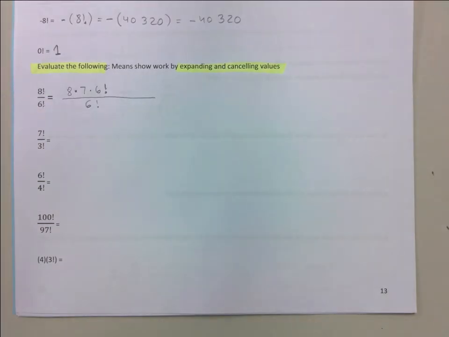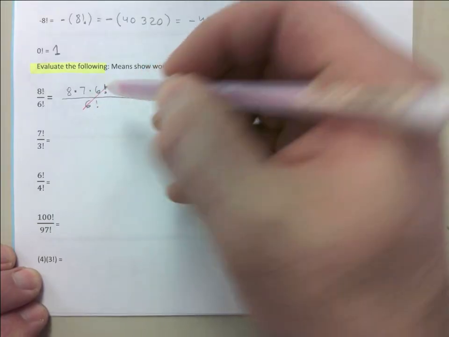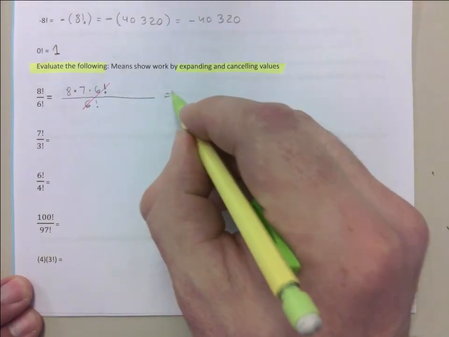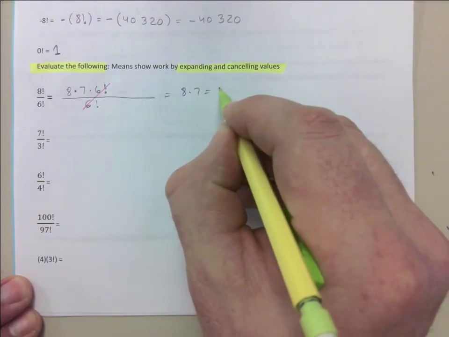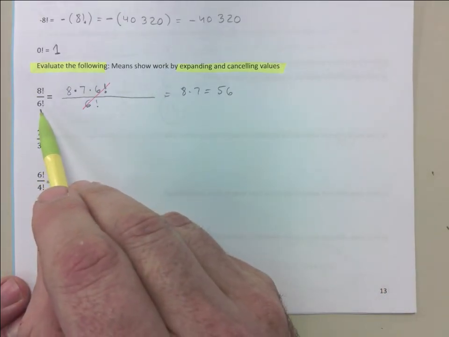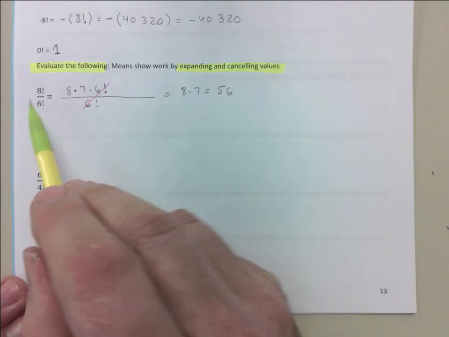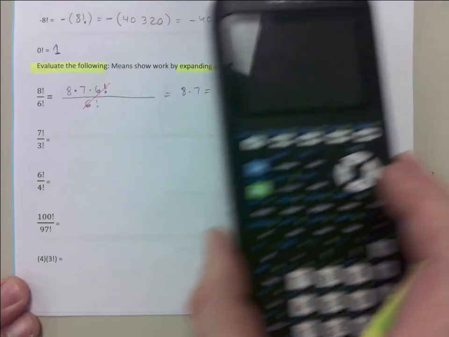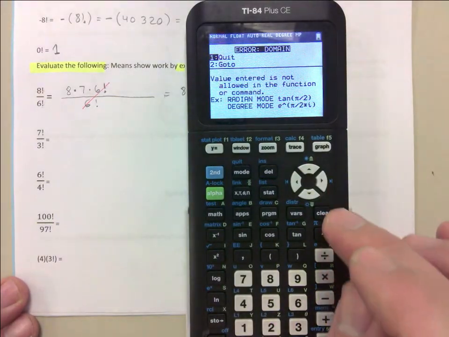And so I'm going to use my red pen for this. I can cancel them out. And so really, what is this? It's just 8 times 7, right? Which is 56. I will argue that this you could have probably figured out using your calculator. If you had gone 8 factorial divided by 6 factorial, no problem. Try it, actually. Try it real quick.